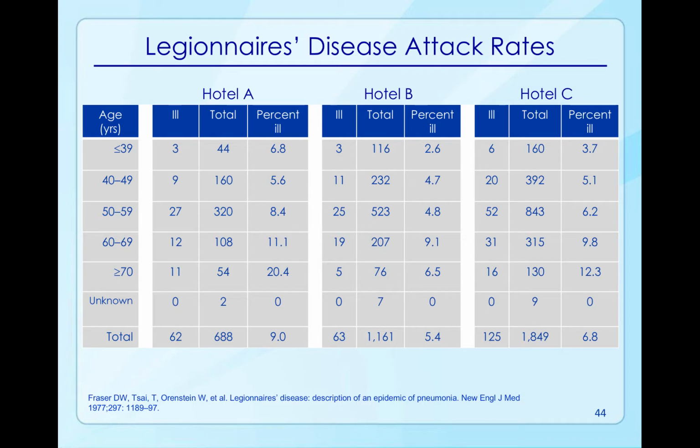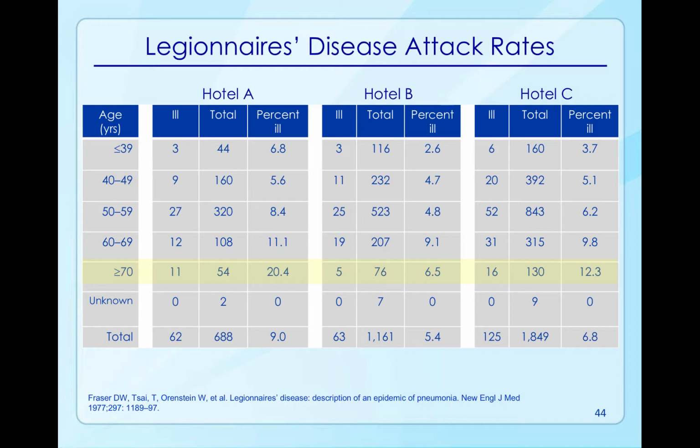This table lists the rates of illness among American Legion delegates by age and where they were staying, Hotel A or another hotel. So let's see what the data tells us. If you look at this, we have in Hotel A, we're looking at the ages, and we're looking at the number that were ill and the percentage. This kind of gives us a picture of what was going on between these three hotels.